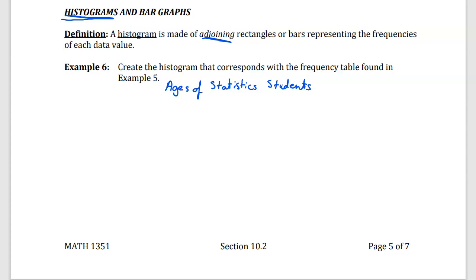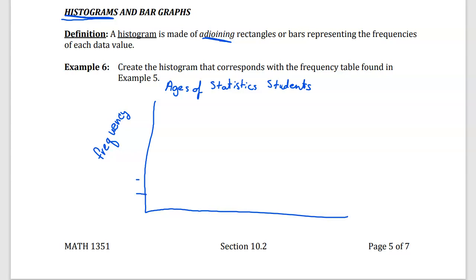And then I'm going to put my frequency along the vertical axis. And my largest frequency is 7, so I'm just going to go 1, 2, 3, 4, 5, 6, and 7. And then along the bottom, I'm going to put my ages, and that's in years.